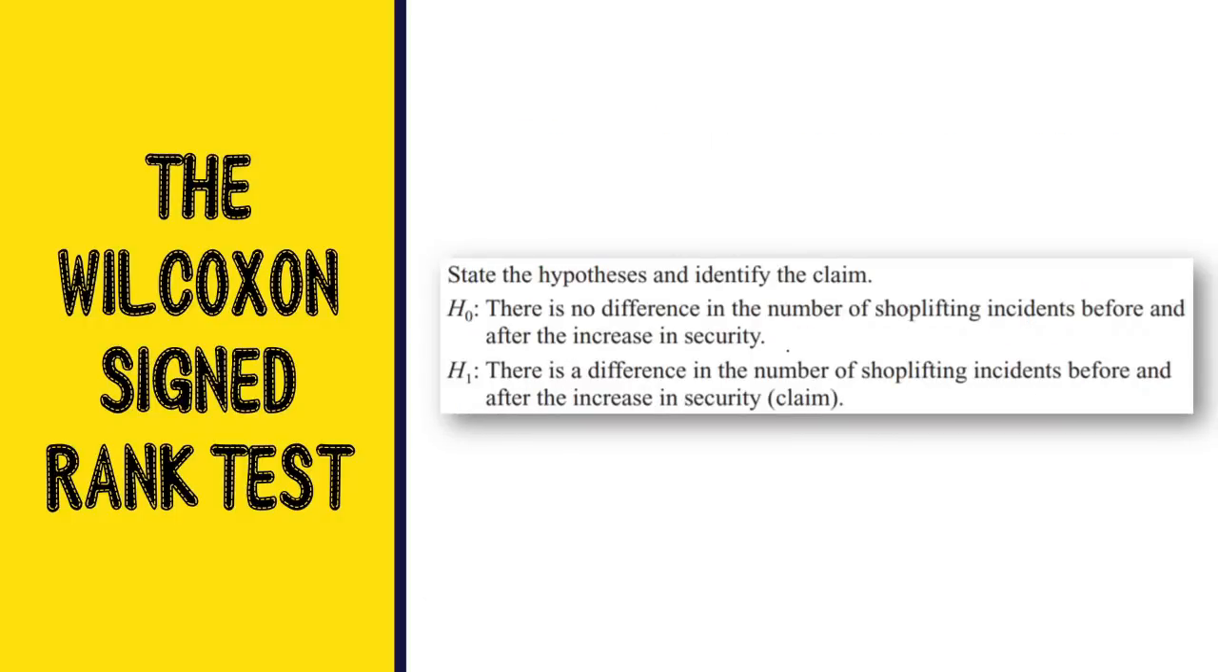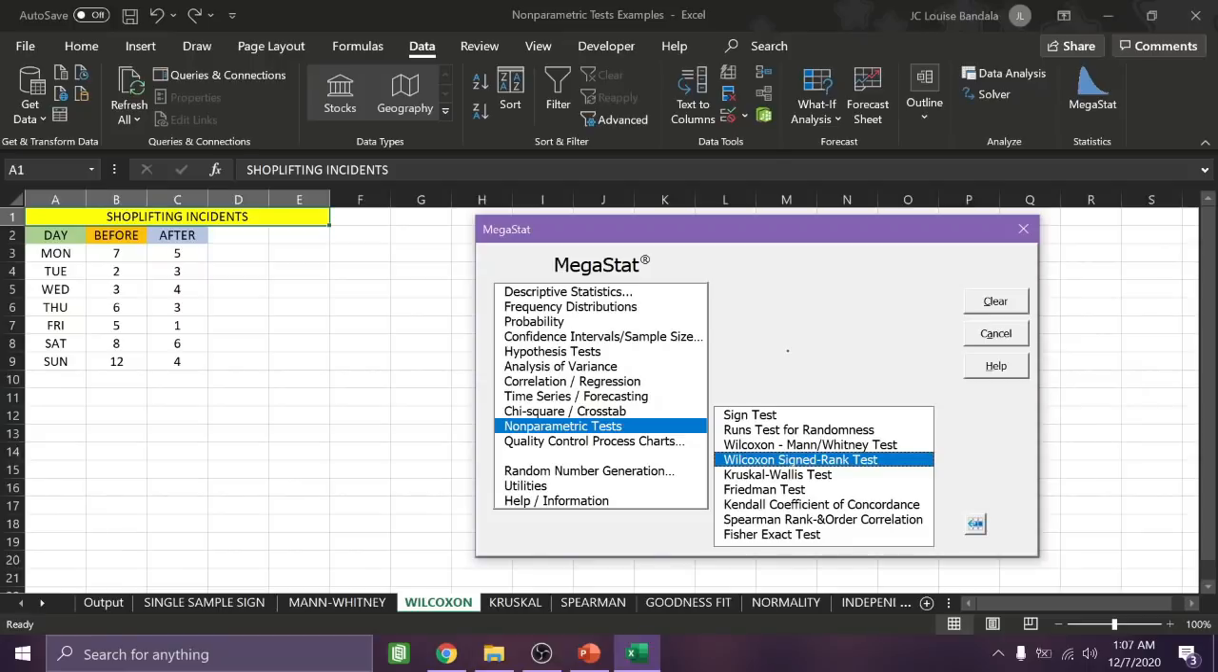And this will be our null and alternative hypothesis. The null: there is no difference in the number of shoplifting incidents before and after the increase in security. The alternative: there is a difference. So let us see if there is a difference or not. As usual, go straight to Data, MegaStat, click Nonparametric, and this time, what you should click is the signed rank. Earlier, it was Wilcoxon Mann-Whitney for your rank sum. Now it is the signed rank, the word you will see.